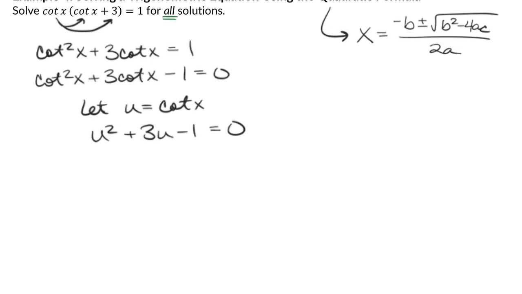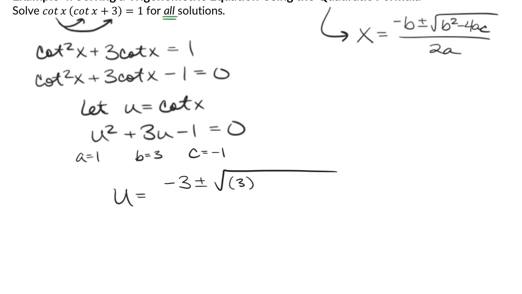This is where that quadratic formula comes in. In that quadratic formula, the a is equal to 1, the b is equal to 3, and the c is equal to -1. Do we see how I got those 3 numbers? We're going to plug them in. This formula would say u equals negative b plus or minus the square root of b squared minus 4 times a times c all over 2 times a. Do we follow how I did that?